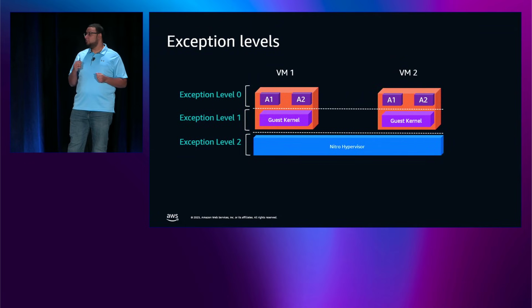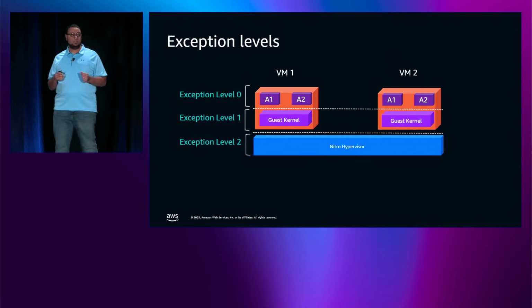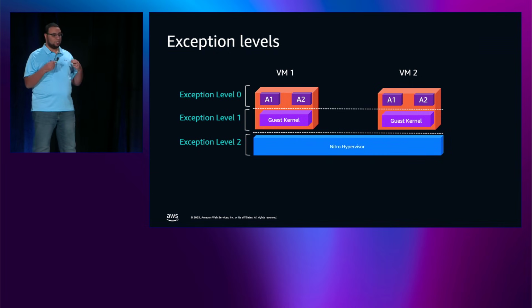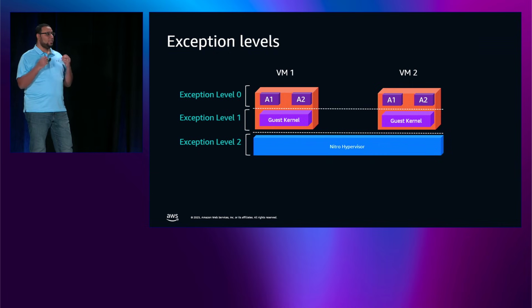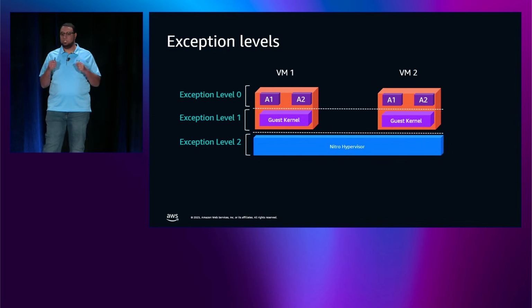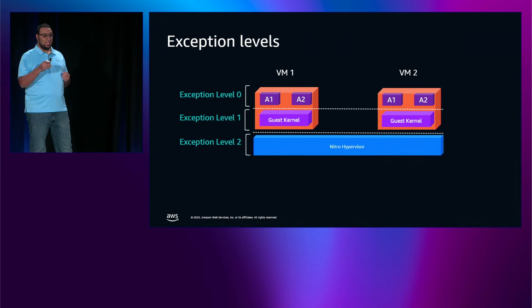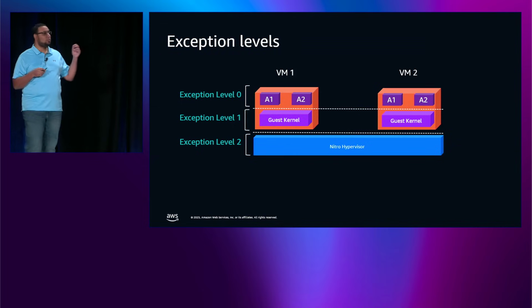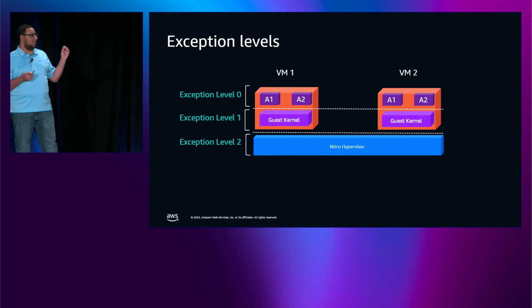The second critical concept is exception levels. This is another hardware abstraction that comes directly from the CPU. At each different exception level, you have access to different permissions. You have access to different features of the CPU. And this is why you see, for example, that the Nitro Hypervisor is positioned at EL2, or exception level 2. The reason for this is that it needs features that only exist in exception level 2 that will help it to manage all the virtual machines that are running below it.